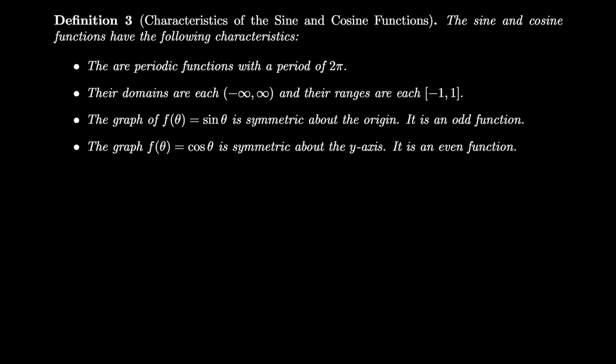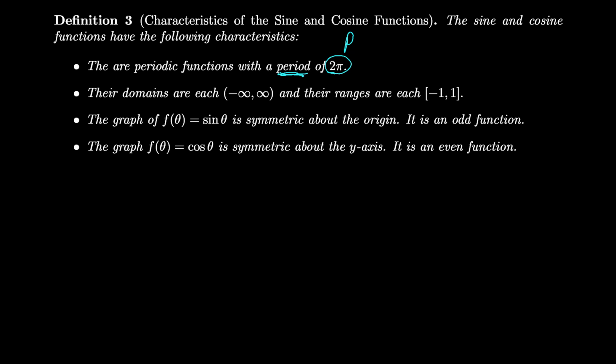So let's talk about the sine and cosine functions. They have the following characteristics. They are periodic functions with a period of 2 pi. Now we just defined period, and it means that they repeat after P. So capital P must be 2 pi. So after 2 pi, they start doing their thing over again. So we know that the graph is going to repeat over and over.